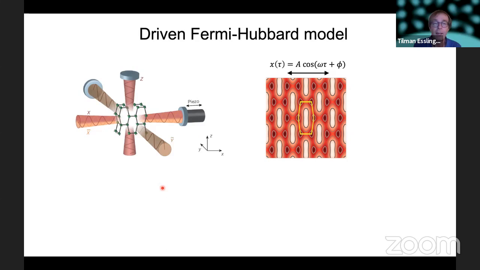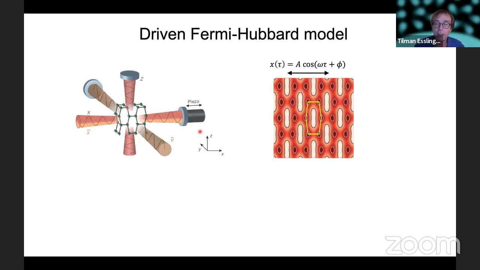We have a lattice setup which produces a brick wall type hexagonal lattice. So you see our laser beam arrangements on the left-hand side, and on the right-hand side, you see the intensity pattern of the light field. And we have a piezo. You see here this piezo, and that causes then the lattice to shake.